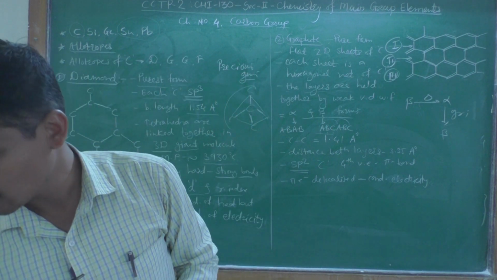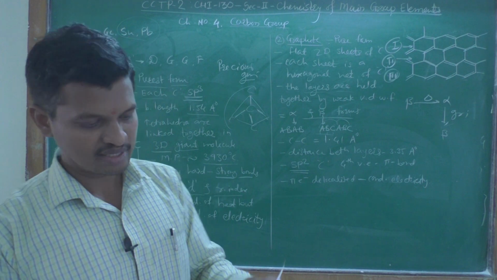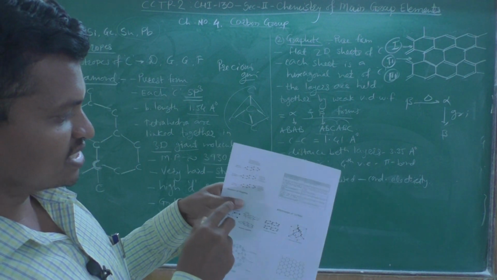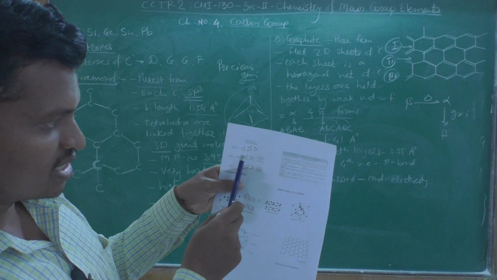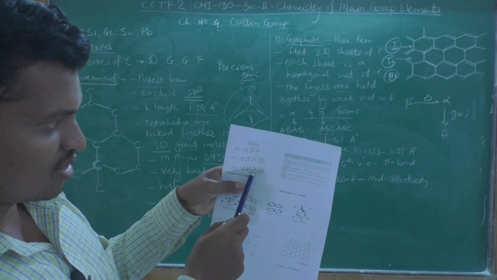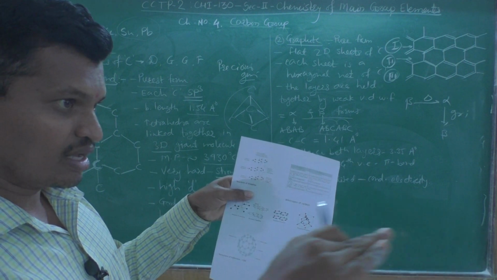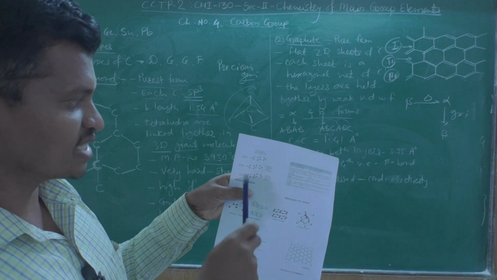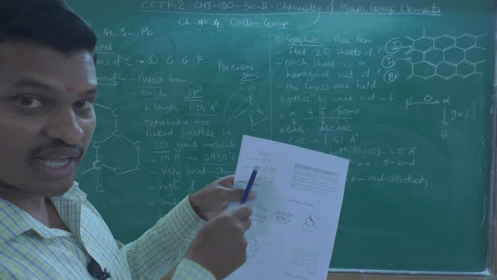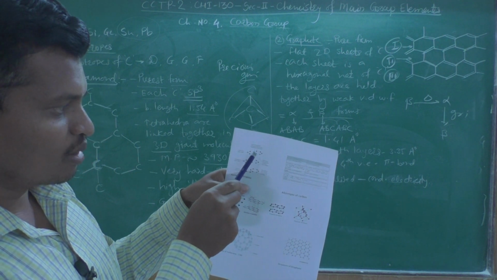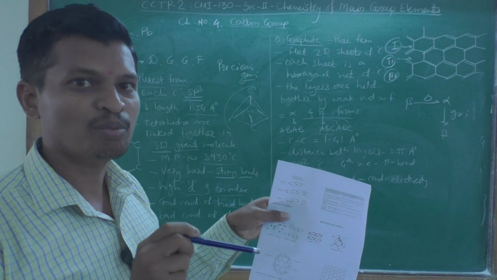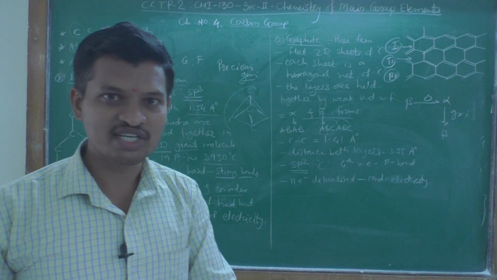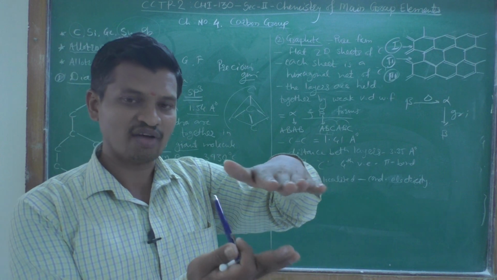The situation is like this. This is the structure of graphite: this is the first layer, this is the second layer, and this is the third layer. All these sheets or hexagonal rings are held together by these dotted lines, and these dotted lines are known as weak van der Waals forces of attraction. So these sheets are arranged in graphite.